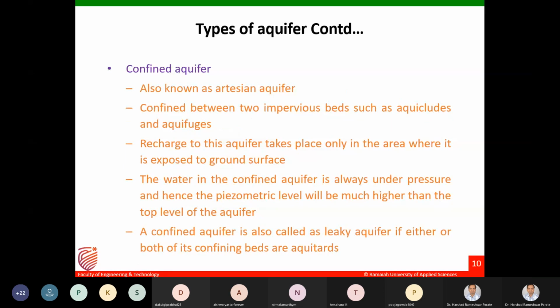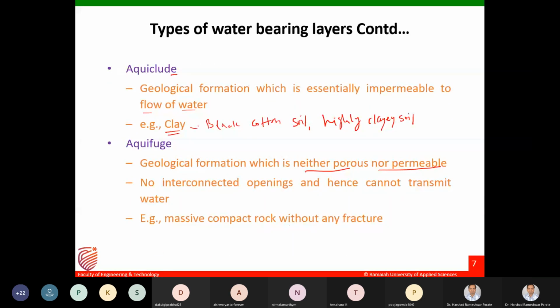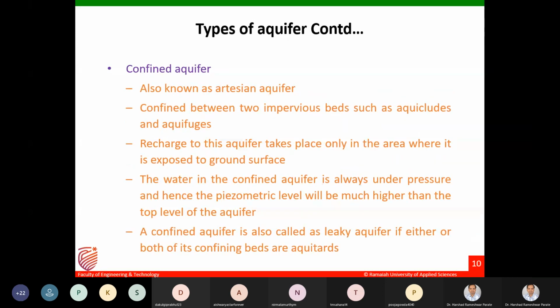So that's what is written here. It's also known as the artesian aquifer, and it is confined between two impervious beds such as aquicludes and aquifuges. What are the aquicludes and aquifuges? They are the impermeable layers, as we discussed here. In between, water is stored, so that forms the confined aquifer. Recharge to this aquifer takes place only in the area where it is exposed to the ground surface.